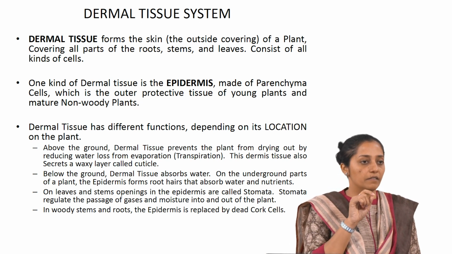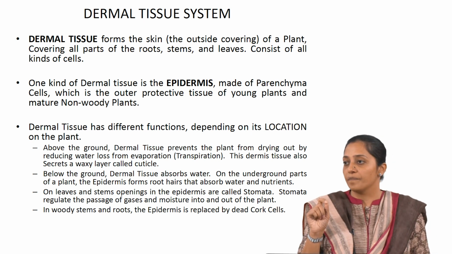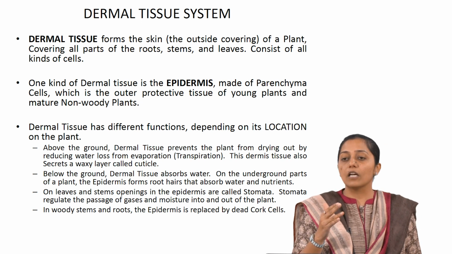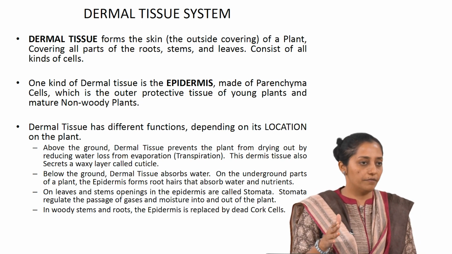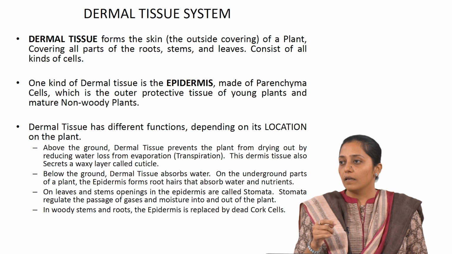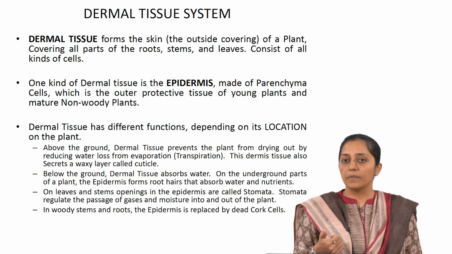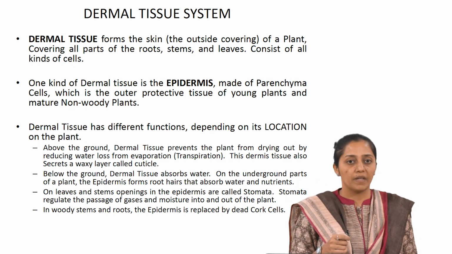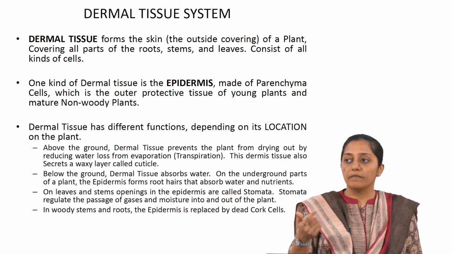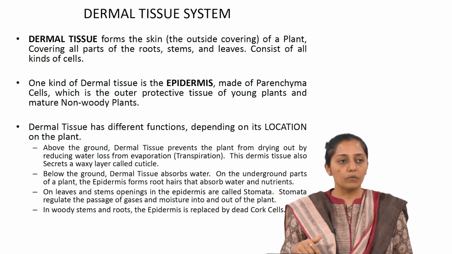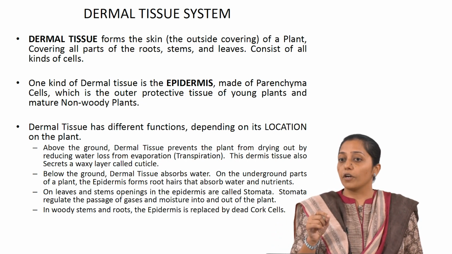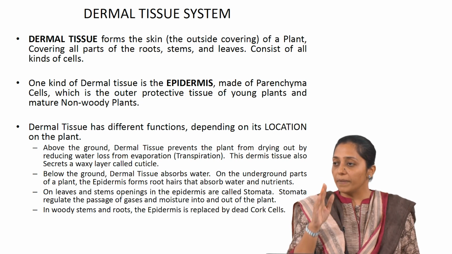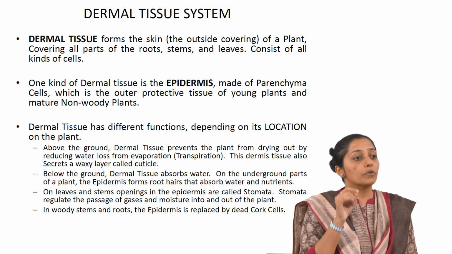which is called the cuticle. It serves the purpose of preventing the loss of water from the surface of the leaf or the stem. Then what else? One is epidermis. Especially this you will find in non-woody plants or young plants. Then dermal tissue, when you talk about ground level, underground level, there are modifications into root hairs. Roots form the epidermis, and the epidermis on the roots forms root hairs.